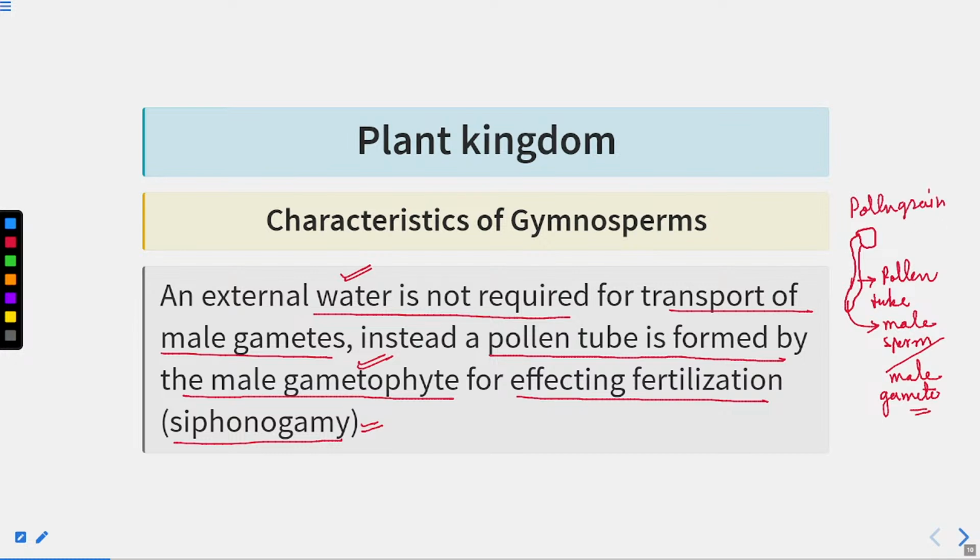This pollen grain is the male gametophyte. And this gives rise to this pollen tube when it reaches the micropylar end, right? And that is why it is called siphonogamy. A siphonous structure is formed here by the germination of the male gametophyte, that is, the pollen grain.